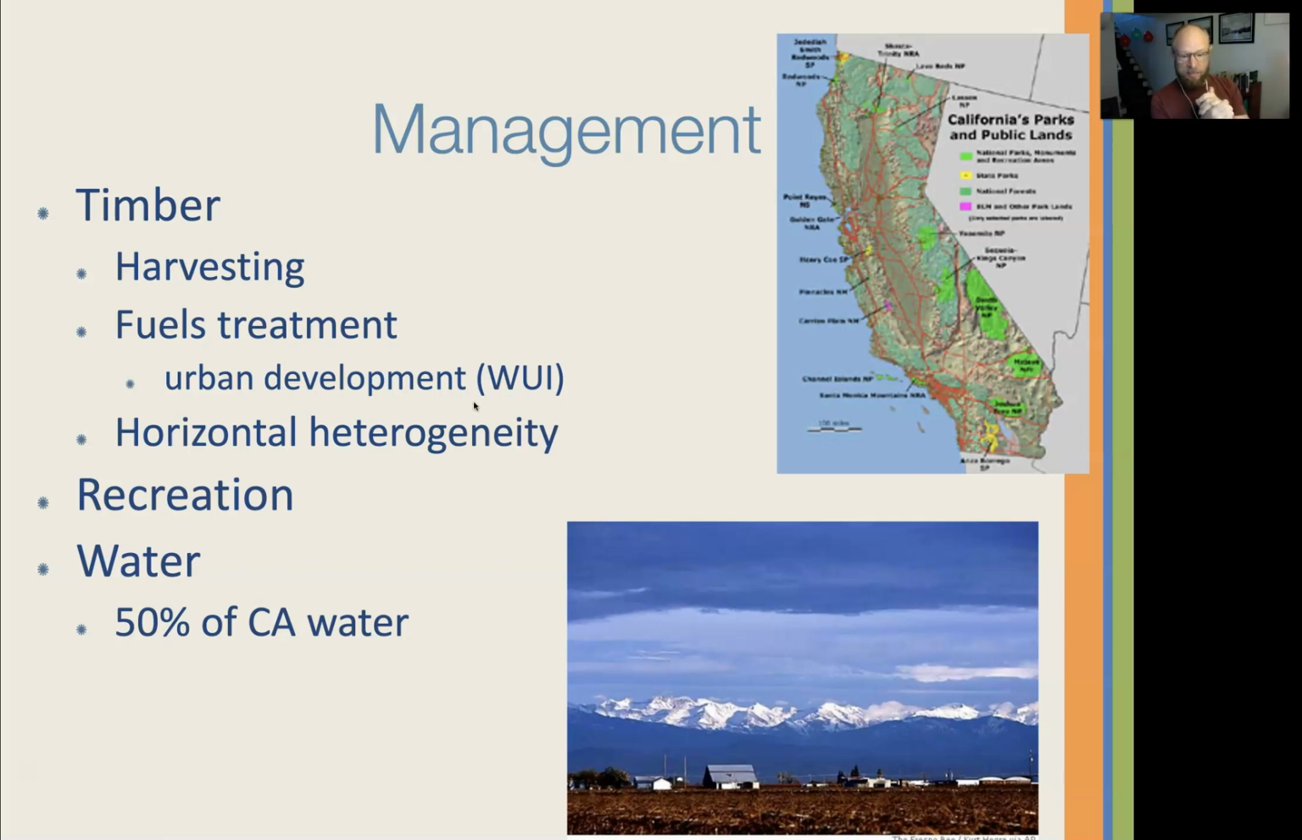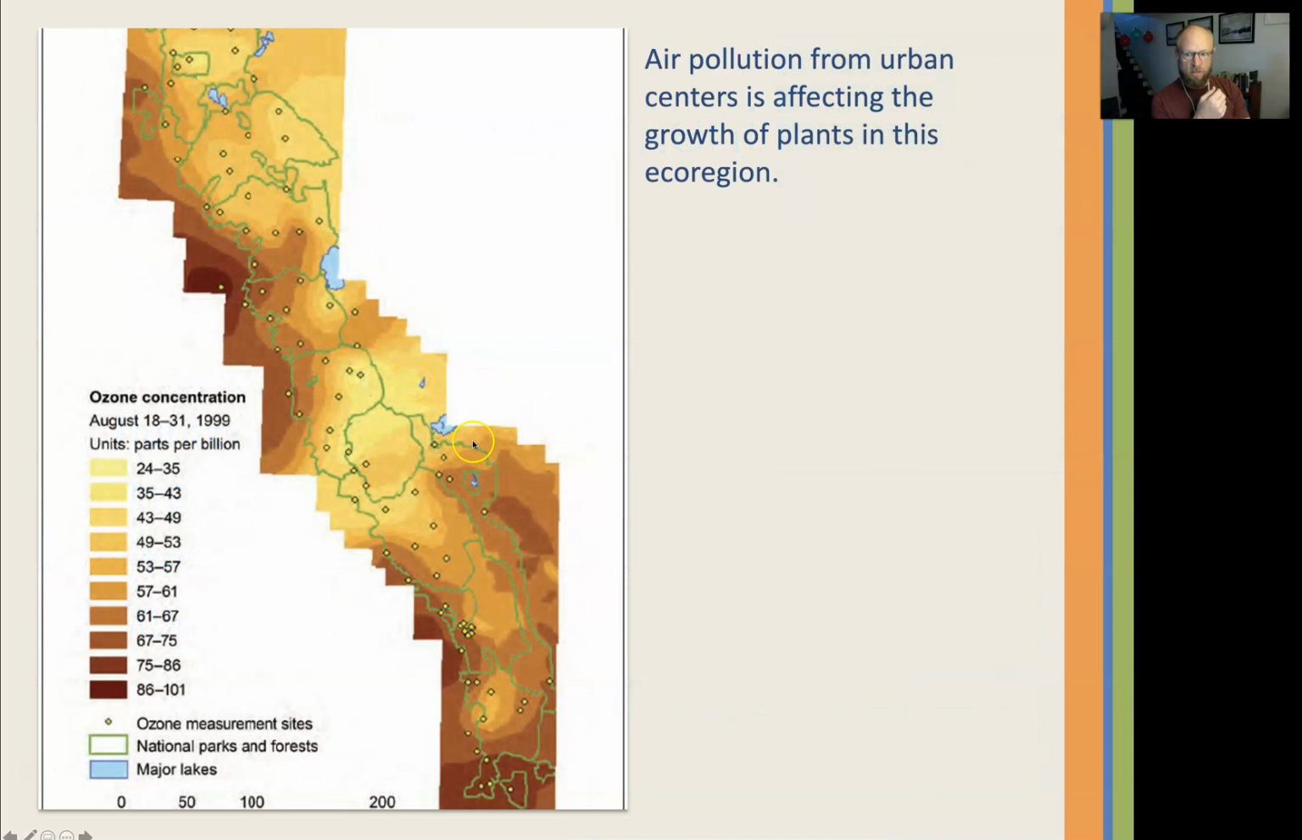And then the other thing on top of all of this, 50% of all of California's water comes from the snow or precip, but primarily snow that falls in this mountain range. So they really rely on this mountain range for water supply for both agriculture and household use. So there are really big issues associated with the forest cover type.